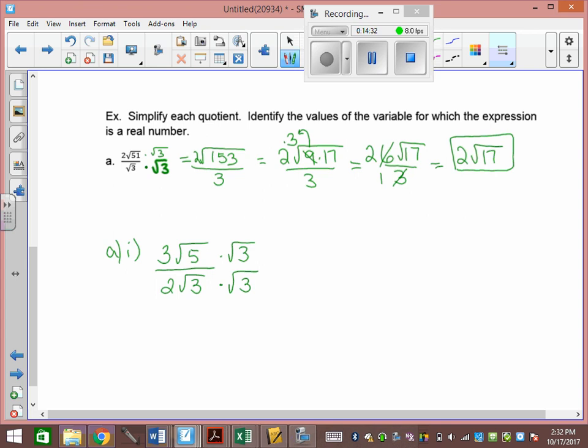So on the top, we're going to get 3 root 5 times 3, which is 3 root 15. And then on the bottom, we're going to get 2 root 3 times root 3. So if you don't want to skip the step, you could go 2 root 9.